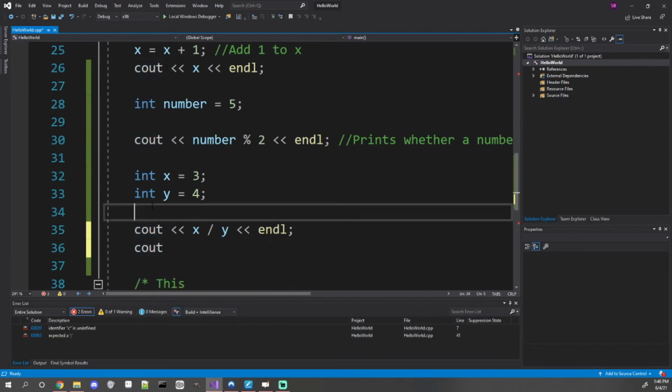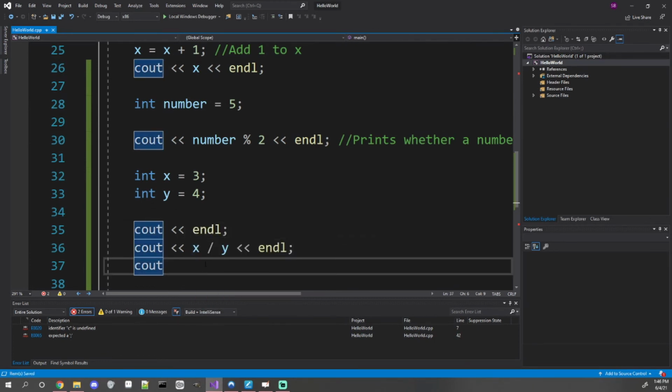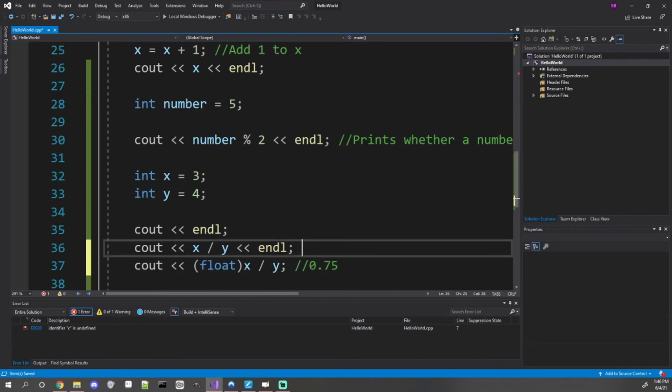In fact, above this, let's print an extra line just to make some space. Cout float x divided by y. And so again, what we said is that this one will give us 0.75 because it will turn the x into a float, which will be 3.0, and then divided by 4. And this one will just do 3 divided by 4.